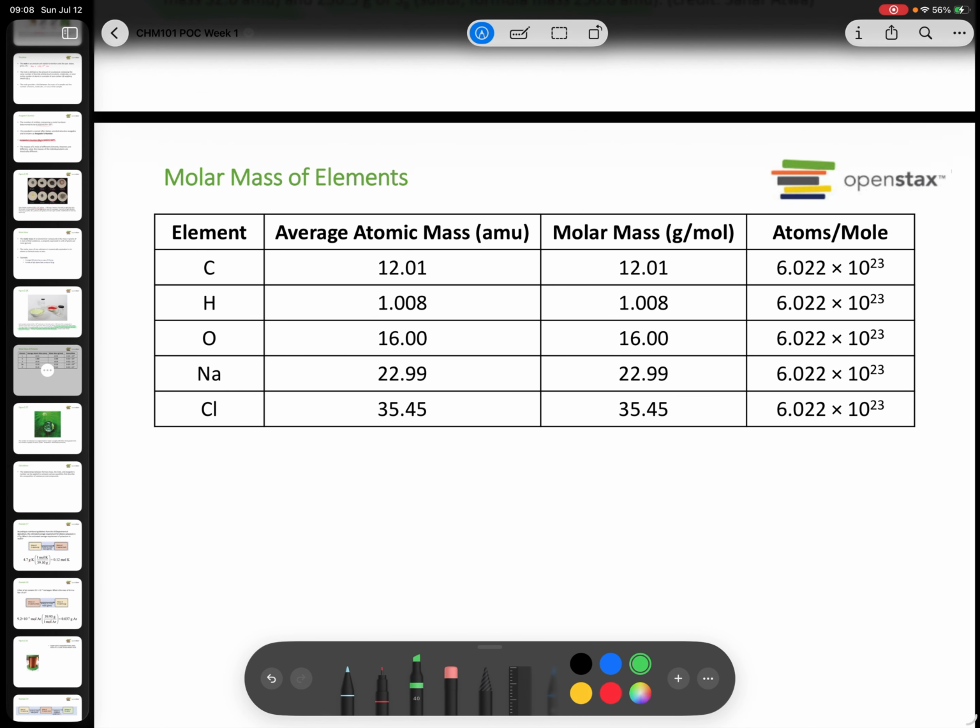Okay? So, this table shows the average atomic mass in AMU and molar mass in grams per mole. So, makikita nyo, parehas sila ng value. Carbon has an average atomic mass of 12.01 AMU and molar mass of 12.01 grams per mole. So, hydrogen and so on. Parehas lang sila ng value. So, every one of these molar masses corresponds to 6.022 times 10 to the 23 atoms. Okay?